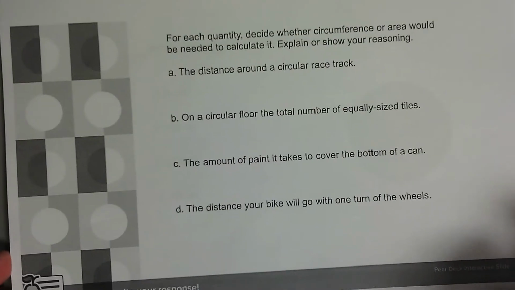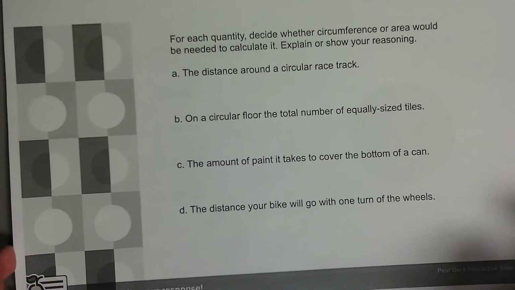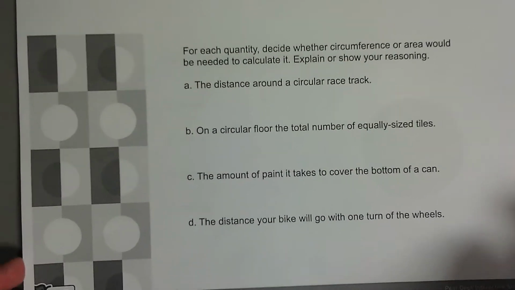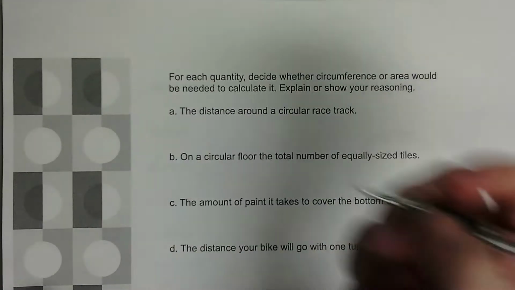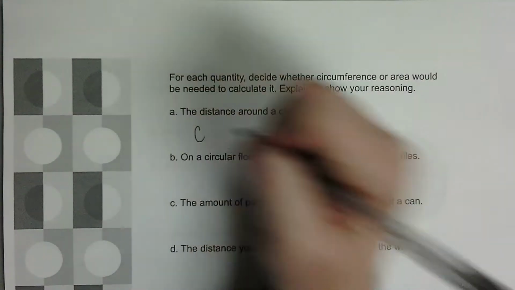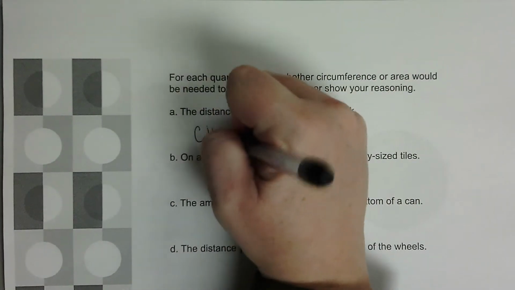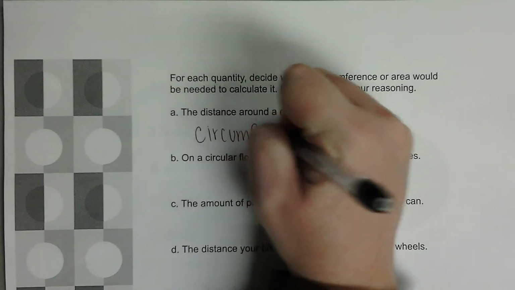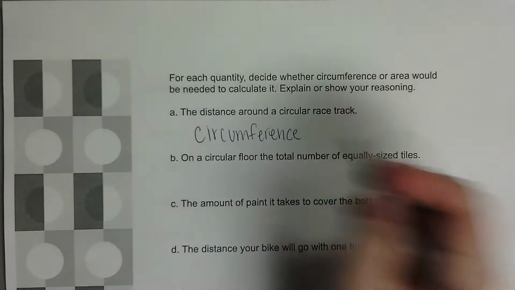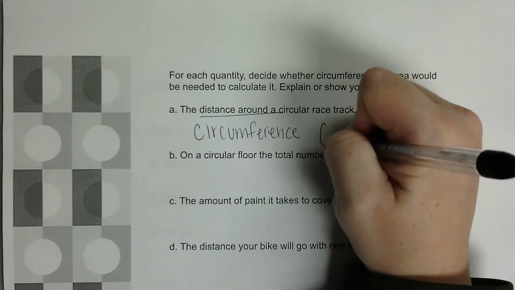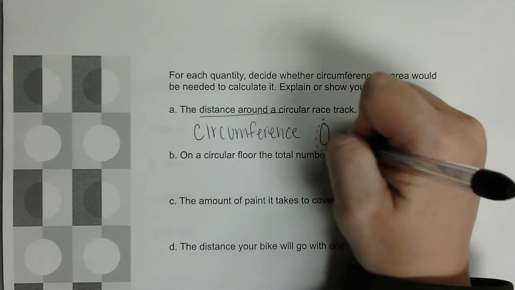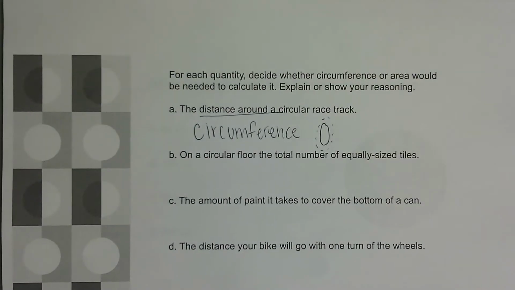For each quantity, decide whether the circumference or area would be needed to calculate it. Distance around a circular track. Circumference. This right here, distance around something. That's the perimeter. That is the outside of something. You guys can't see the shapes I'm doing with my hands. We are going around the outside of it. That's our perimeter or the circumference.